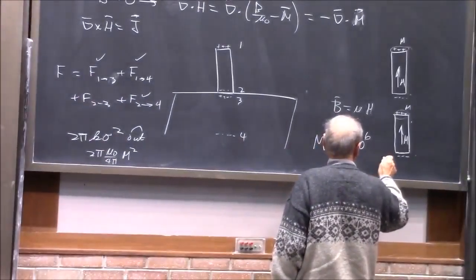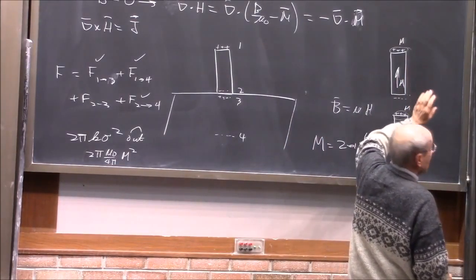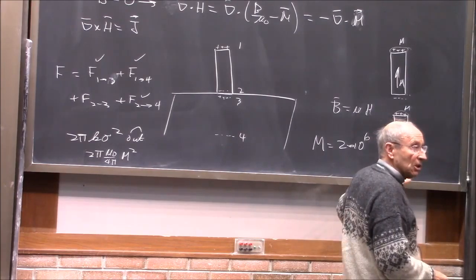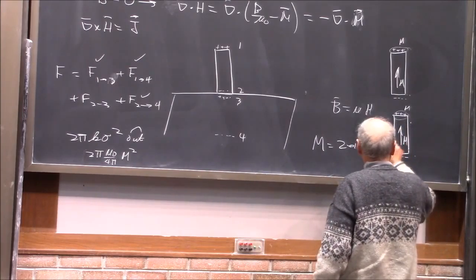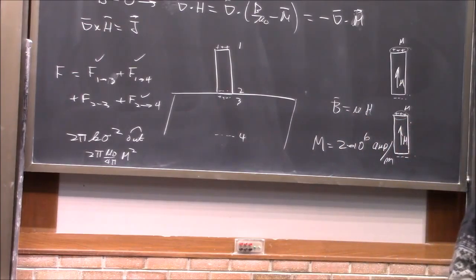So we estimated that we would have 2 times 10 to the 6th. And the dipole is current times area, so that's amp meter squared. But this is per cubic meter, so it's amps per meter. So that's what we expect to be the magnetization M of a typical bar magnet. All right? We then could calculate the force that it ought to take to remove the magnet from the plane.